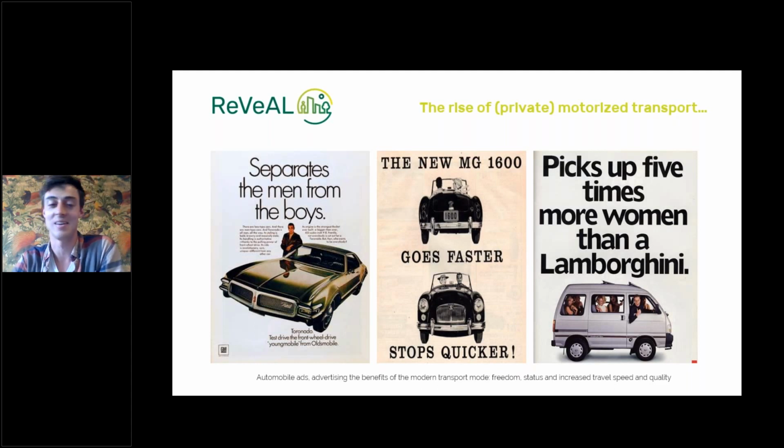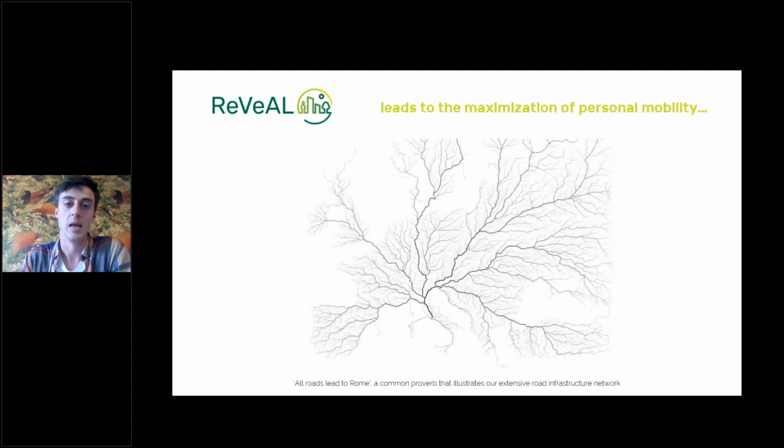Like all of you know, in the post-World War II period, we had a strong rise of the automobile, the car, specifically focusing on aspects such as speed, freedom, and status, as you can see on these very old posters. And this has led to the car becoming a commodity rather than a luxury good, so accessible for most of us, eventually resulting in a strong maximization of individual mobility.